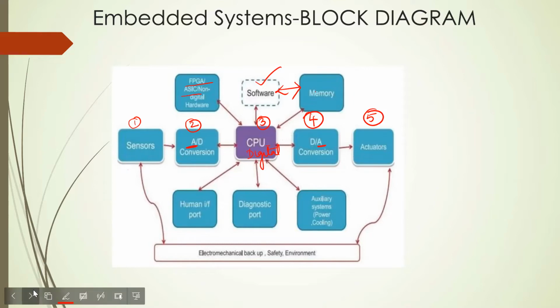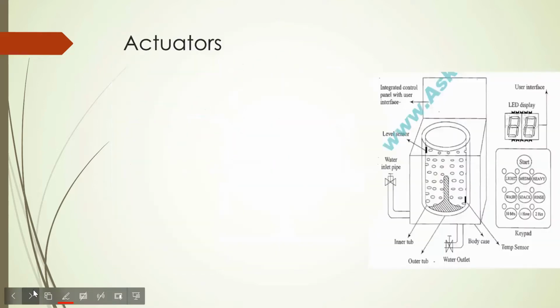Now let us see the various actuators you have in your washing machine. The first one is your inlet control valve.